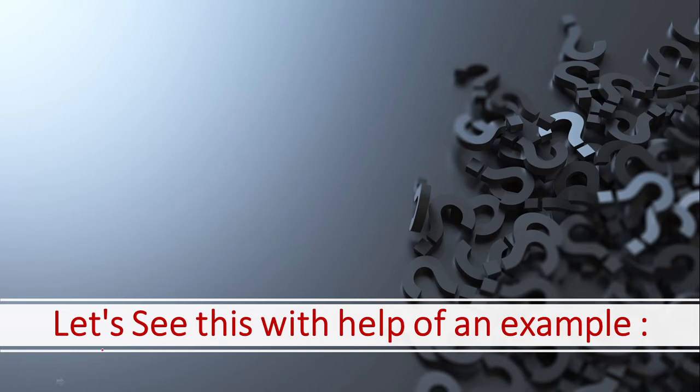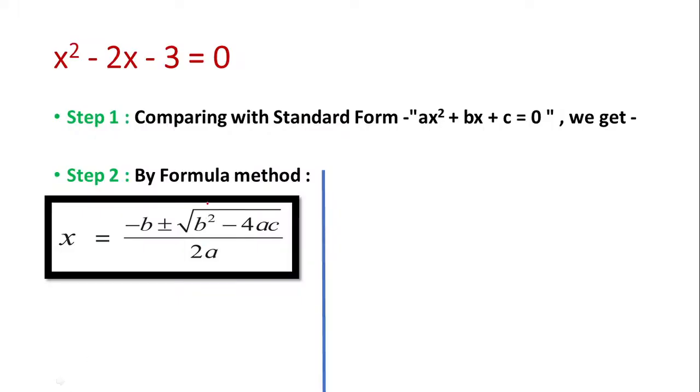Let's see this with the help of an example. Here we have taken an example, x square minus 2x minus 3 equals 0. For finding the roots of this quadratic equation, we are going to choose the formula method. Now let's see what the first step is. Step 1 will be to find out the values of a, b and c.